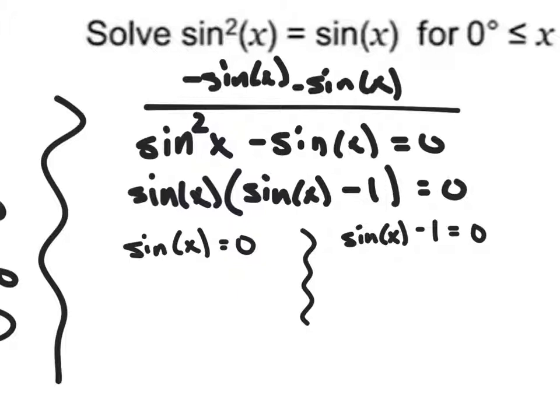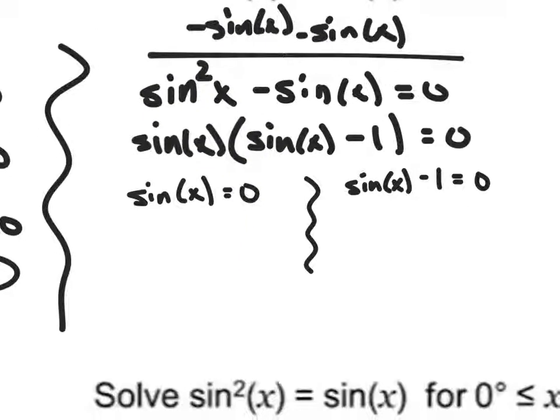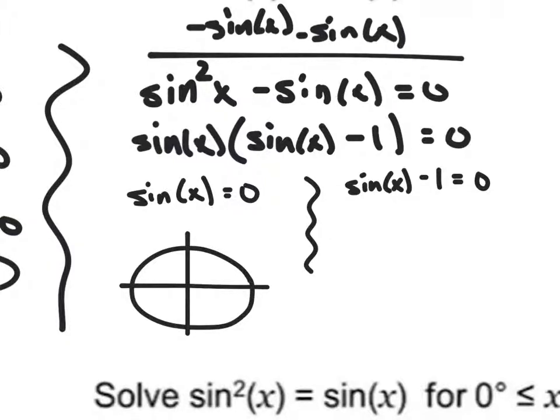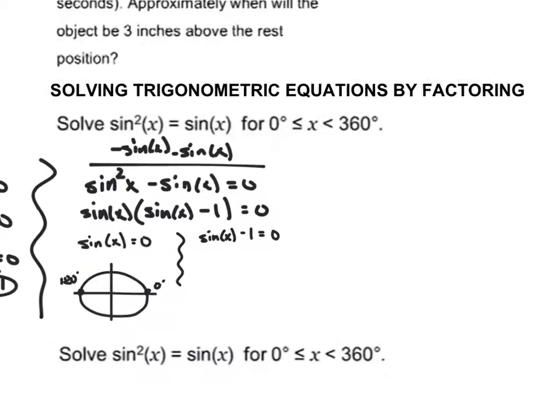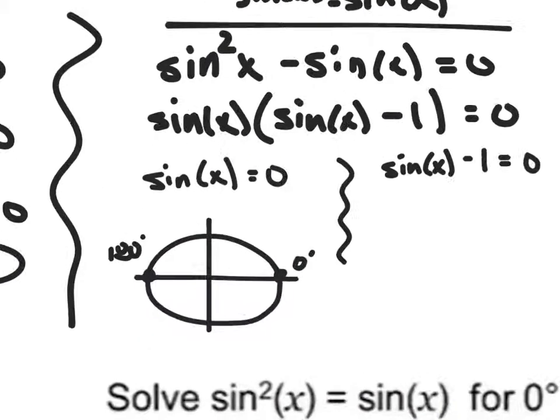Over here, I want you to think about your unit circle, and about all the values on it. What angle measure gives you a y value of 0? That would occur at 0 degrees, and it would also occur at 180 degrees. The reason I'm using the entire unit circle is that we have set our domain to be between 0 and 360. So I'm using the entire circle here. Now I have solved this equation: x is equal to 0 degrees and x is equal to 180 degrees.